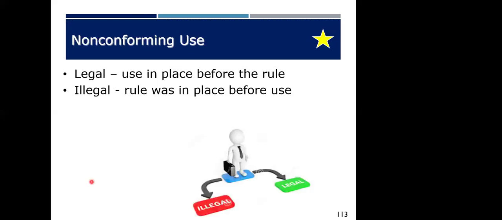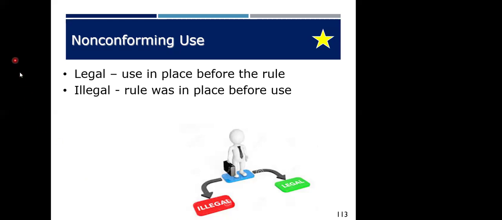Another zoning term is non-conforming use, and we got two different types of non-conforming use. So first off, non-conforming use is using the property in a way that is different from what the current zoning allows. Zoning can and does change. So a non-conforming use is using the property in a way different from what zoning allows. We have two different types of non-conforming use.